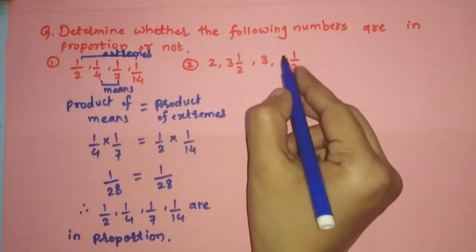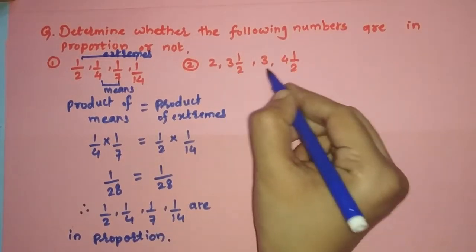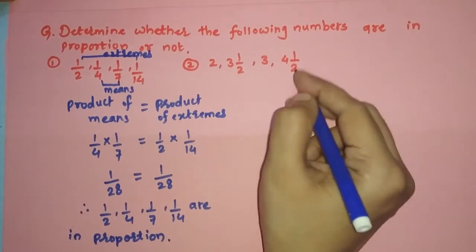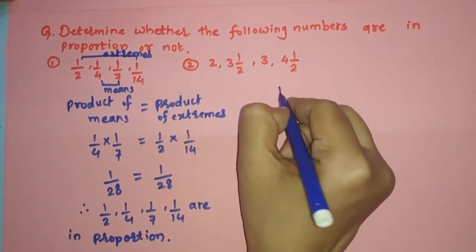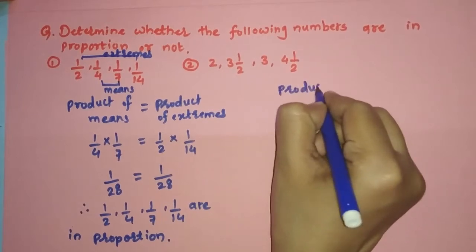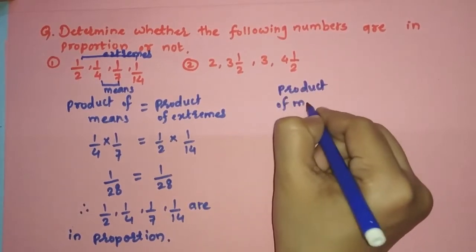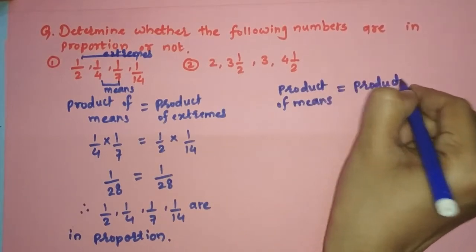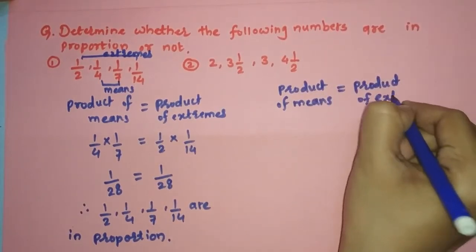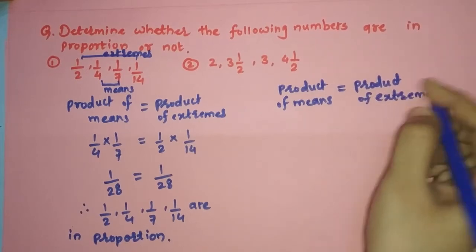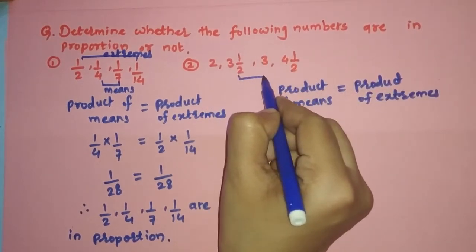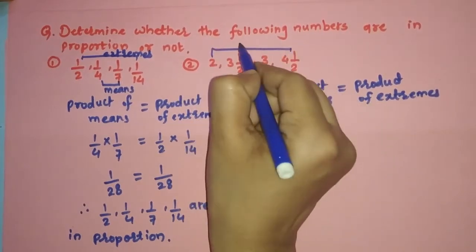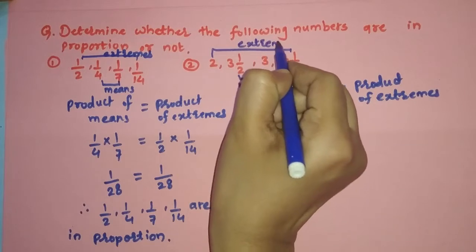Now we'll go for this question. 2 and 1 by 2, 3, 4 and 1 by 2. So now we'll check them. Here also we'll go for product of means equal to product of extremes. We'll check this condition. If it is true, then we'll say that the given numbers are in proportion. So again, these two, second and third, are called mean terms. And the first and last are called the extreme terms.